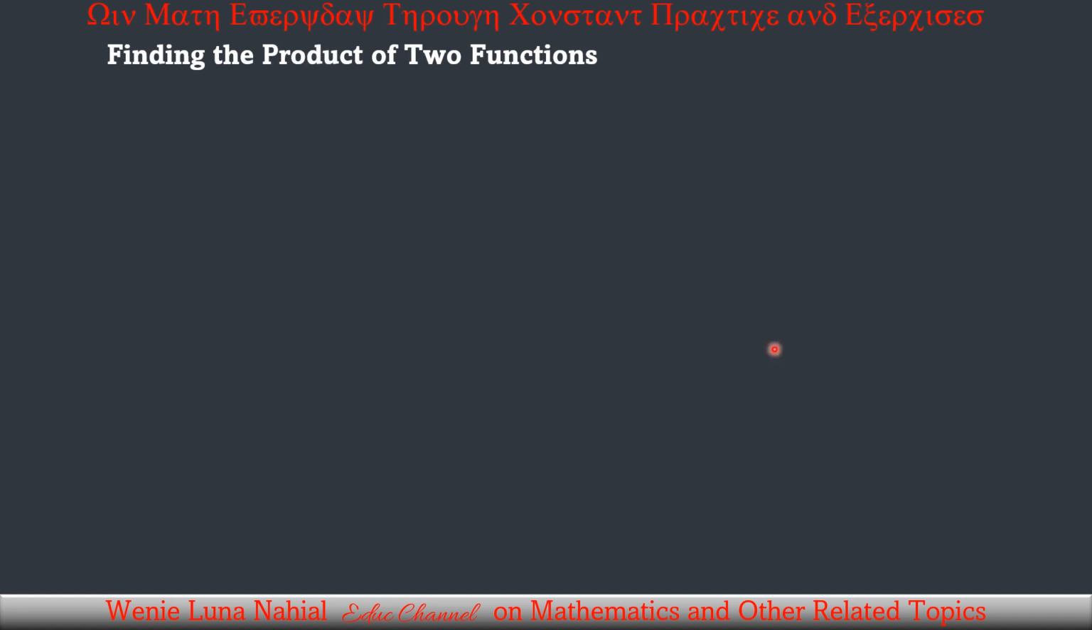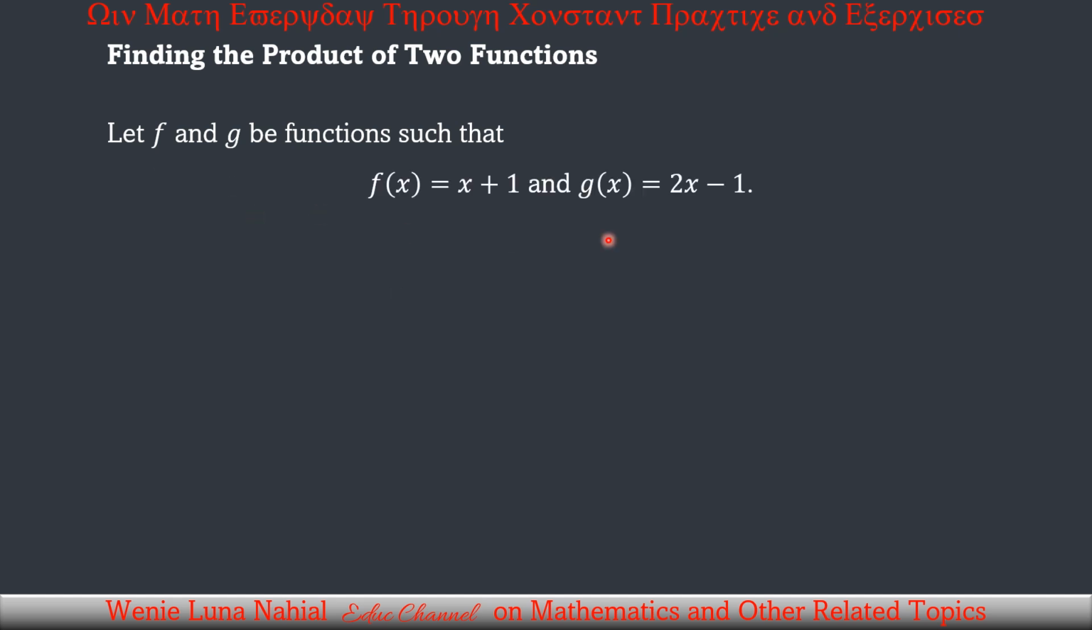Now let's come to finding the product of the two functions. In here, we define function f and g. For function f, we have f of x equals x plus 1, and for function g, we have g of x equals 2x minus 1. So find f g or f times g of x, and the other one g f of x. So we have this a and b to show if multiplication of two functions is commutative.